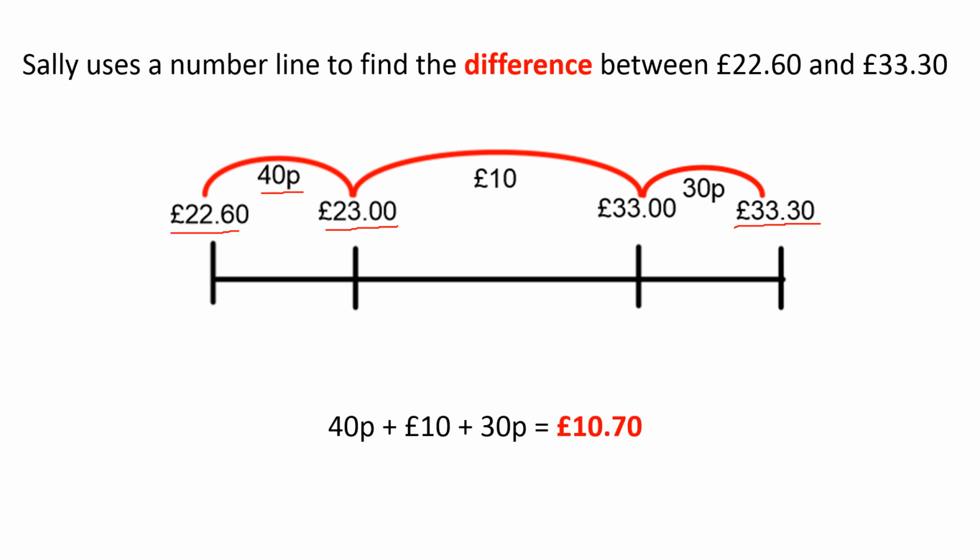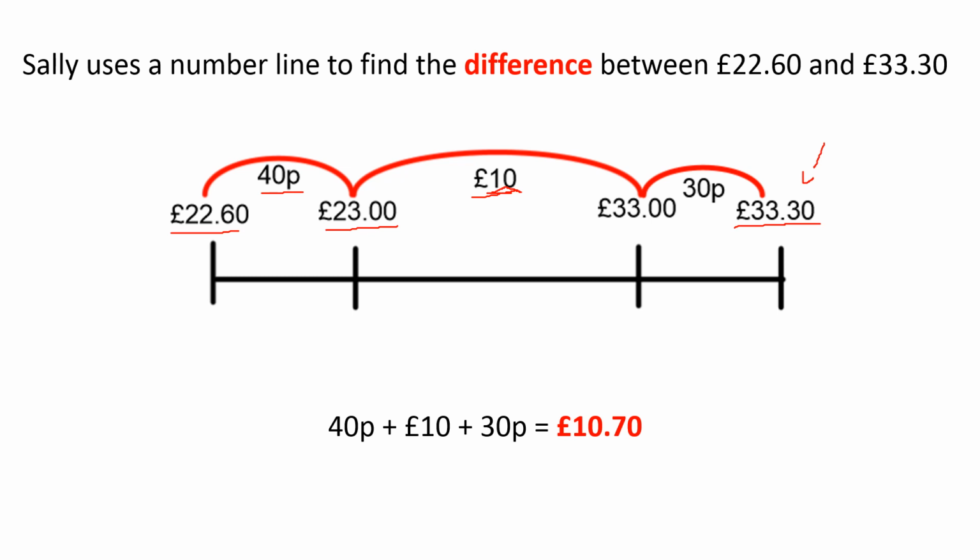Now we need to get to our final destination. So from £23, let's do a jump to £33, a big jump. So in between £23 and £33, there is £10. You can do as many jumps as you like, but you have to always be thinking what is easier. So we first started with pence because it was easier that way, and now pounds.